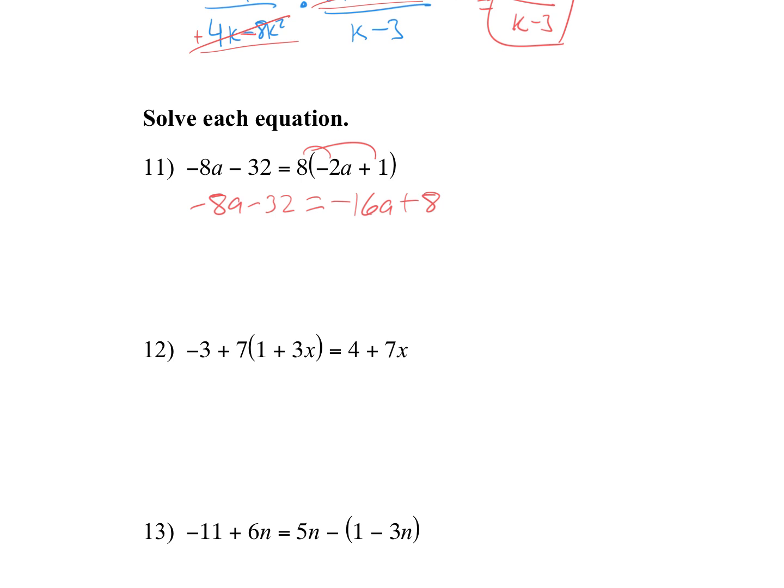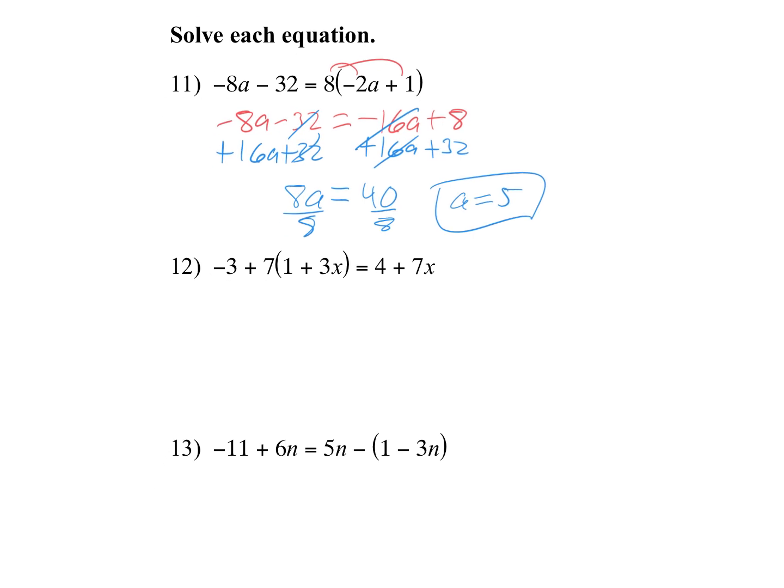And then we want to get the a's to one side, right? So let's add 16a. And let's get the constants on the other, right? So let's add 32. Right, so then -8a plus 16a is going to be 8a equals 8 plus 32 is 40. Right, and then divide both sides by 8. We should get a equals 5.